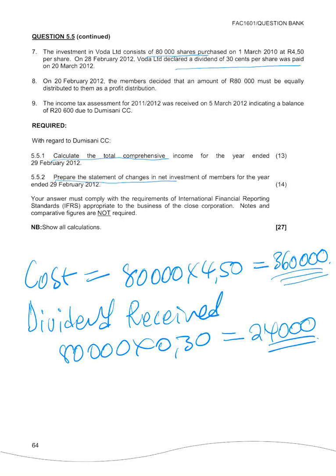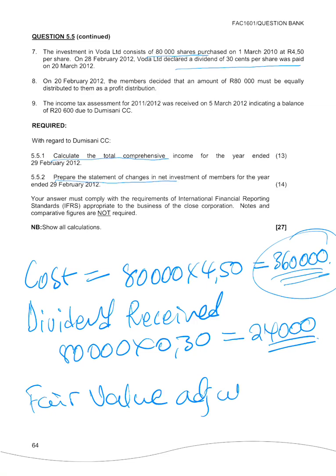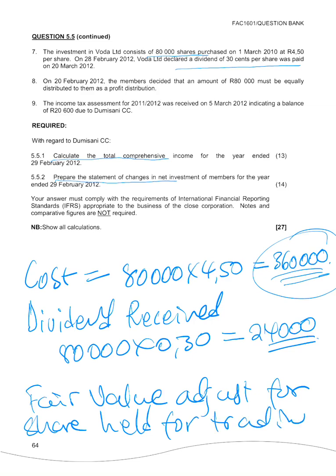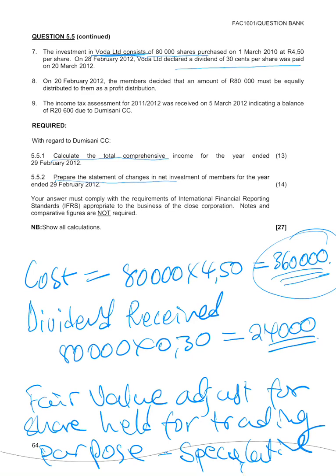This investment is at cost. So we have to check now whether the value increased or decreased, which is the revaluation. We call that fair value adjustment for shares held for trading purposes. Right, because the investment is Voda, there is no PTY. The shares are held for, we can say, sometimes speculative purposes.